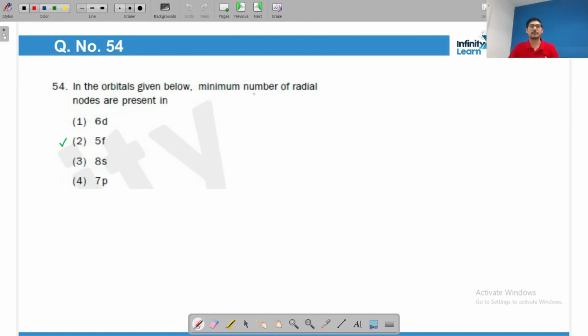In the orbitals given below, minimum number of radial nodes, guys, it is n minus L minus 1, right? So you can calculate for D, L value is 2, for F, L value is 3, for S, L value is 0, for P, L value is 1. So you can calculate, it will come out to be minimum for 5F.